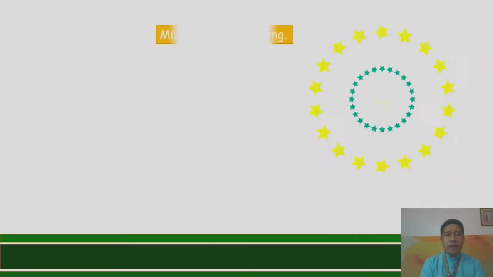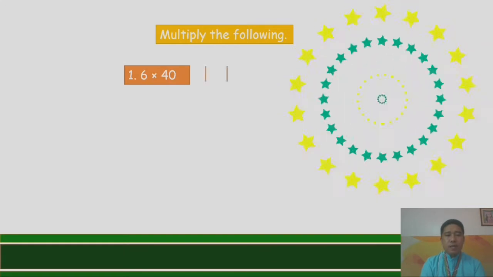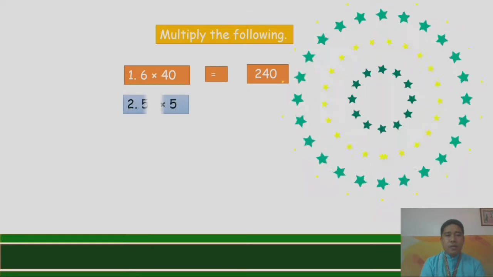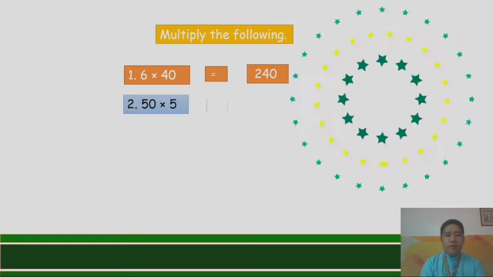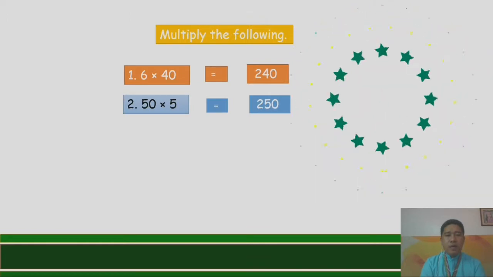Before we start with our new lesson, let us have a review first. Multiply the following. Number 1, 6 times 40. If your answer is 240, you are correct. Number 2, 50 times 5. If your answer is 250, again, you are correct.